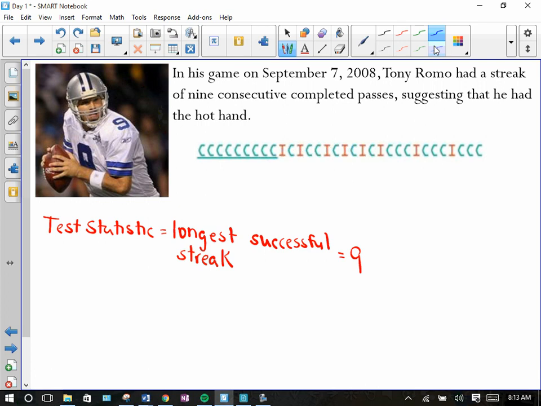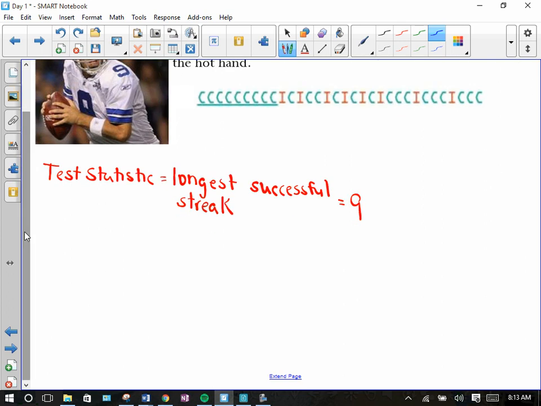Now, we also need to have our hypotheses. Our null hypothesis is always going to be something about having the same ability after a success or after a failure. So, in this case, one way we can write our null hypothesis is like this. And I want to write this down too.